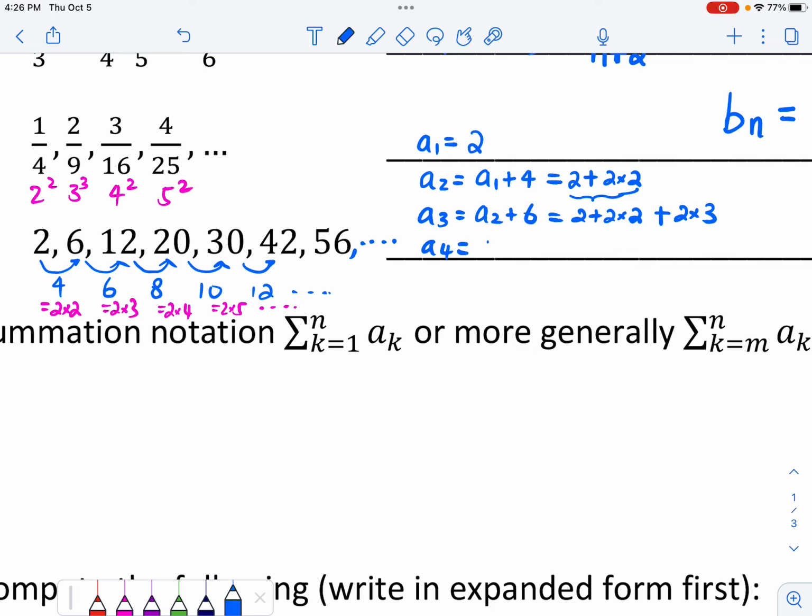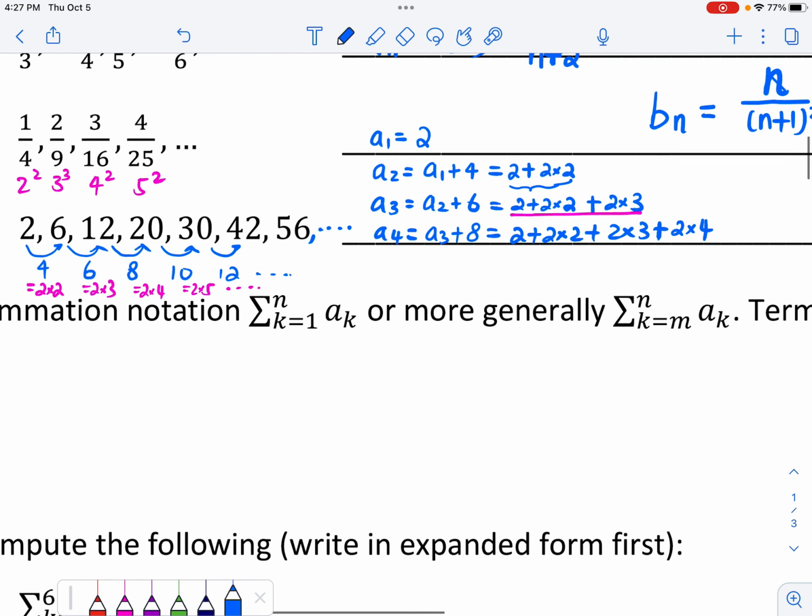So now A4 is A3 plus 8, right? And what is A3? We just found A3 right there. That's your A3, so I'm going to copy it down, and then plus the 8. 8 is 2 times 4. So I feel like at this point you see a strong pattern here. I do see it.